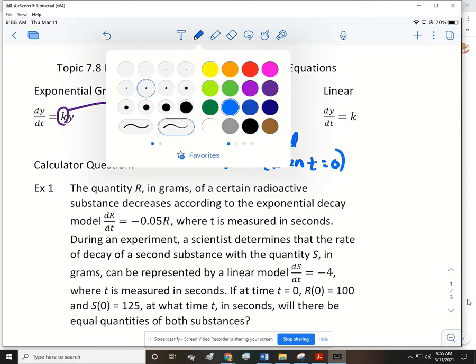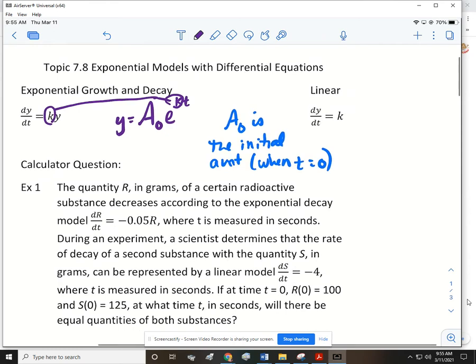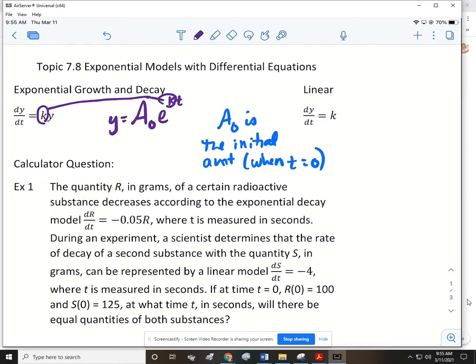Great. And then for a linear equation, the differential model of a linear equation is the derivative is equal to k. It's a constant where that k is the slope of the function. So it's going to be y equals kt plus a sub 0. Same k.